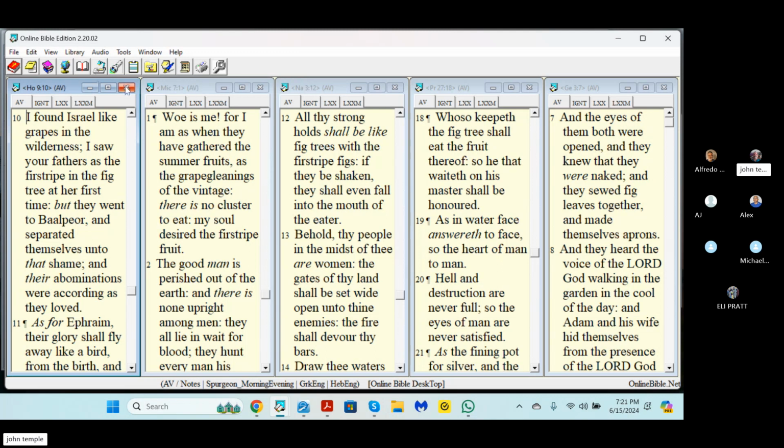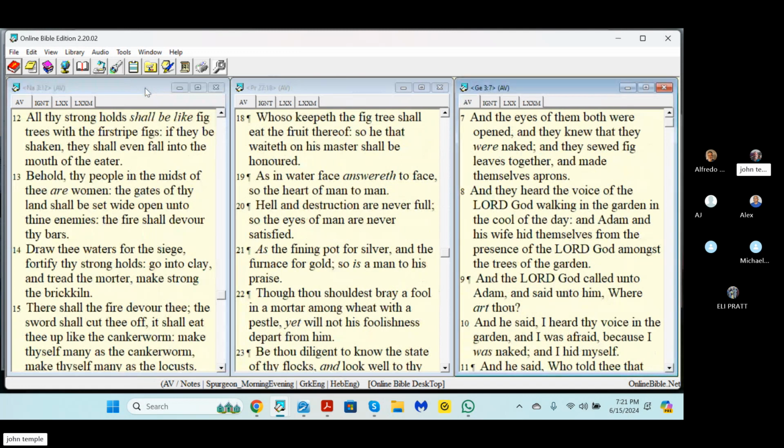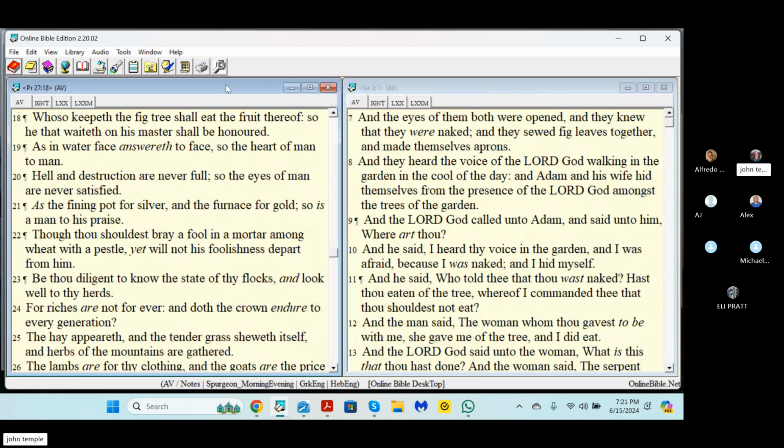Nahum 3:12. All thy strongholds shall be like fig trees with the first ripe figs. If they be shaken, they shall even fall into the mouth of the eater. Behold, thy people in the midst of thee are women. The gates of thy land shall be set wide open unto thine enemies. The fire shall devour the bars. So it's no good.